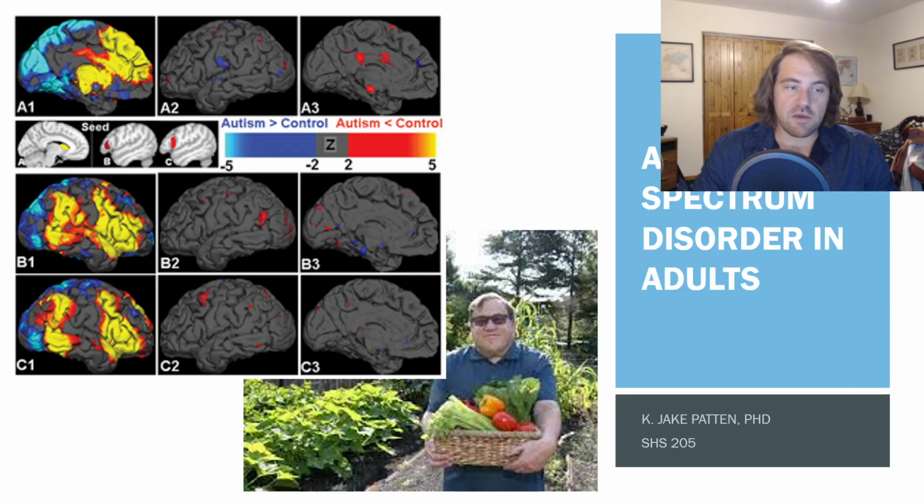One of the things you can see here is that there's definitely changes, that there's parts of the brain that are larger and there's parts of the brain that are smaller. It's comparing autism to control in this picture here. We'll talk about what that is, but that's where we're heading.